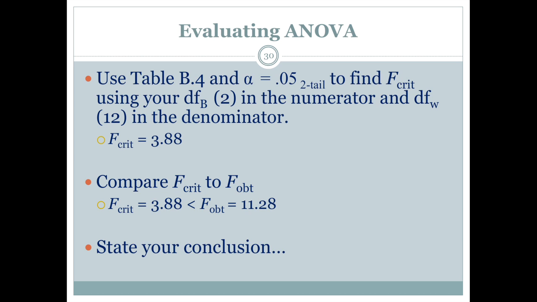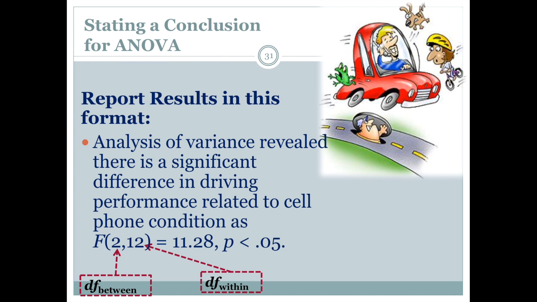Okay, so I have a whole video that shows you how to use the F table, or your ANOVA table, to find your critical value of F. So please, please, please watch that video and learn how to find your F crit. But for our sample here, we have F crit equaling 3.88, and we compare that F crit of 3.88 to our F obtained of 11.28, and we can know that we reject the null.